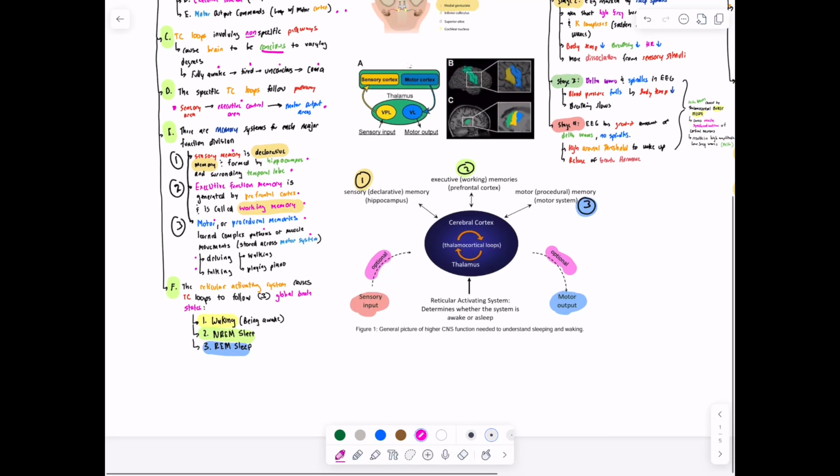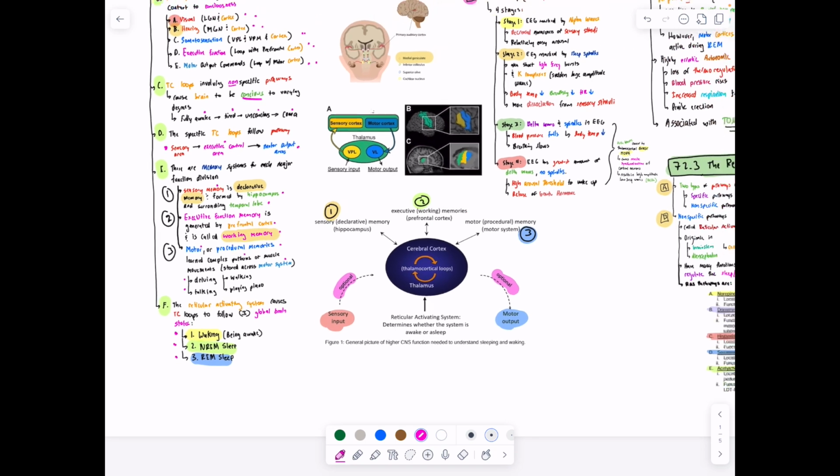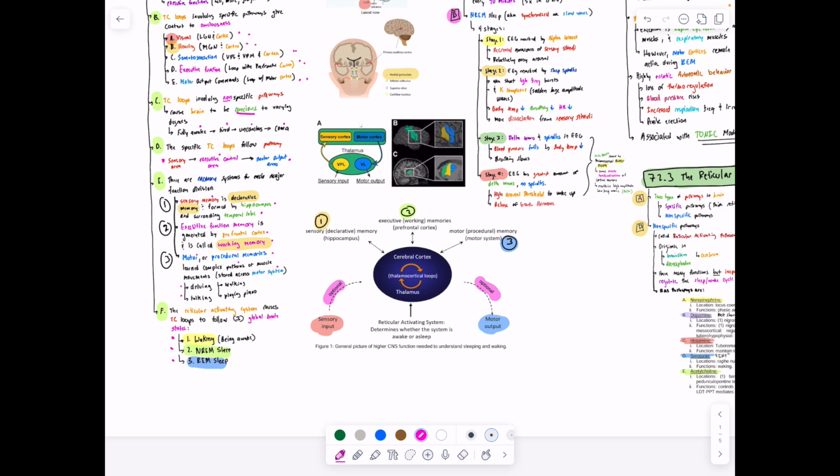But we do have three overall global brain states. We have being awake, waking, we have non-REM sleep, and then we have REM sleep. The thought is that the reticular activating system is going to cause the thalamocortical loops to follow these three states, transitioning between waking, non-REM, and REM overall.